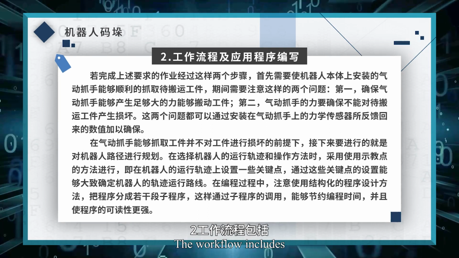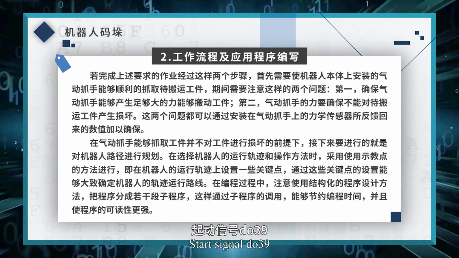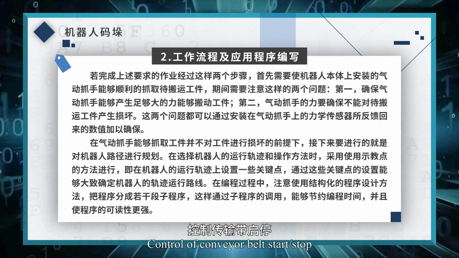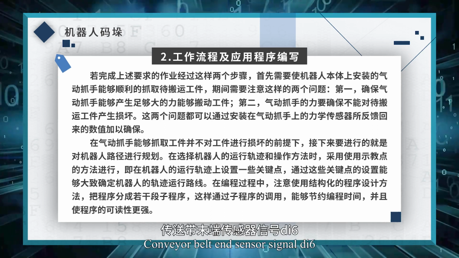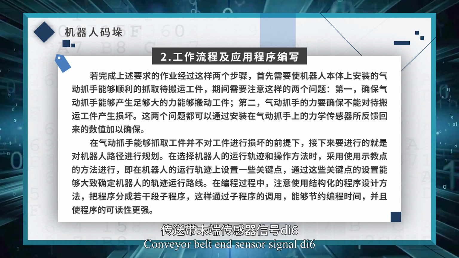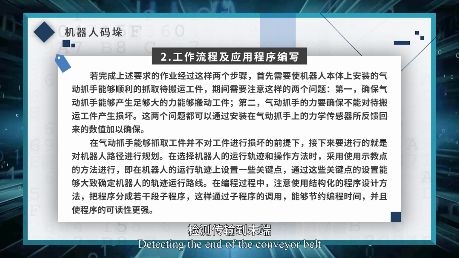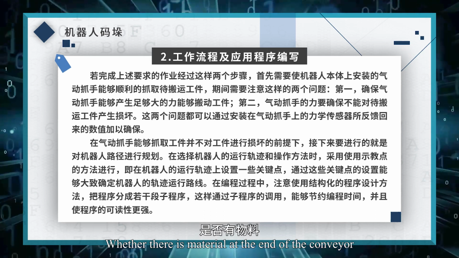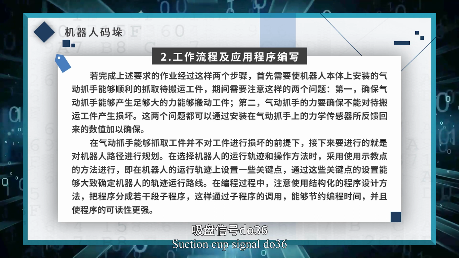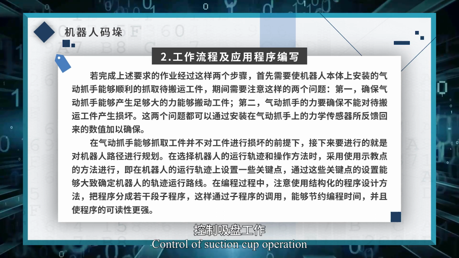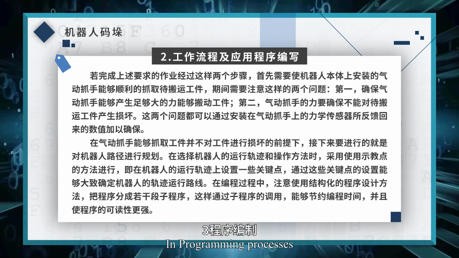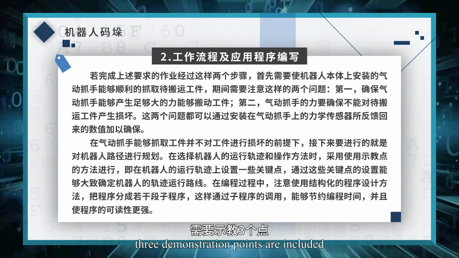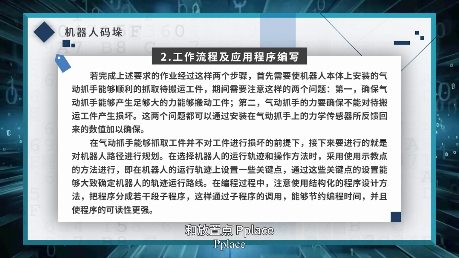The workflow includes the conveyor belt start signal DO39, control of conveyor belt start or stop, conveyor belt end sensor signal DI6, detecting whether there is material at the end of the conveyor, and suction cup signal DO36, control of suction cup operation. In programming, it should be noted that 3 demonstration points are included: P-home, P-pick, P-place.